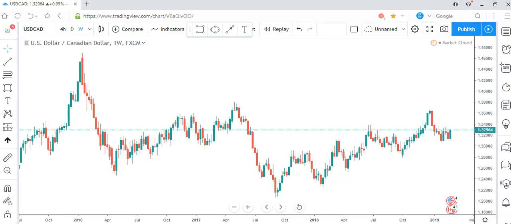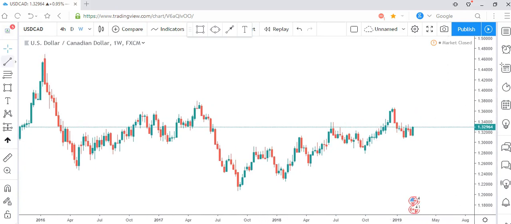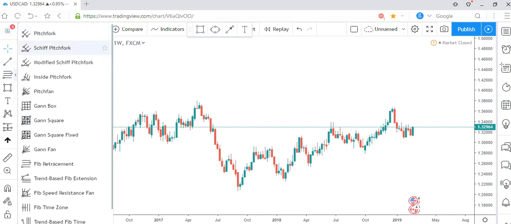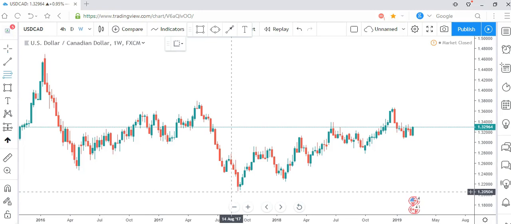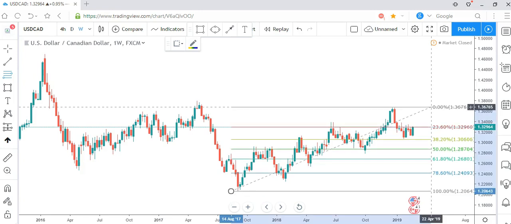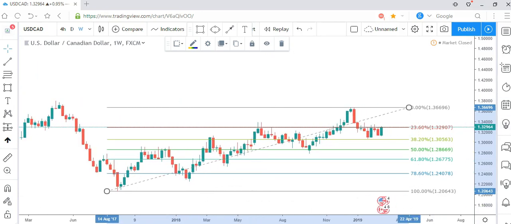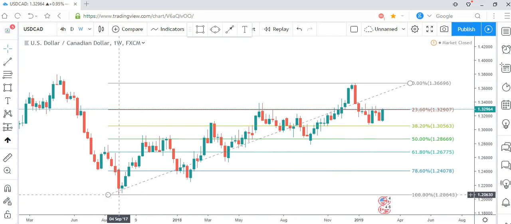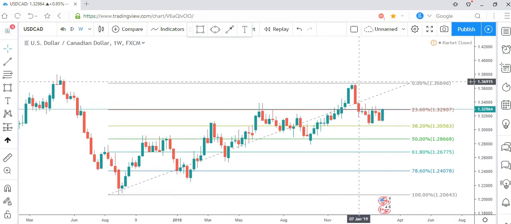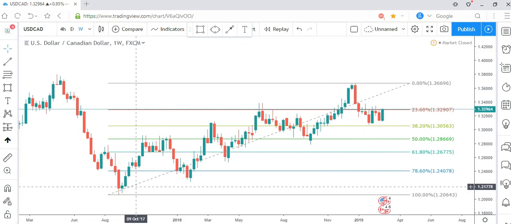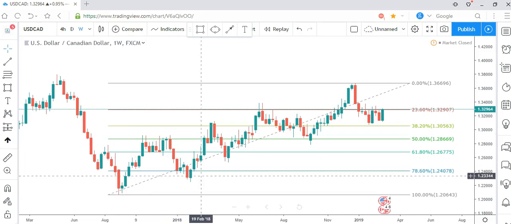So since we know that this is an uptrend and we want to plot our Fibonacci retracement on this pair, this is what we do. Come here, you see this is Fibonacci retracement. You pick the tool. Remember, you plot your Fibonacci retracement tool from previous lows to the highs for an uptrend. So you can now see on this chart, after plotting my Fibonacci from the lows here to the highs here, you can see how it's working perfectly well.